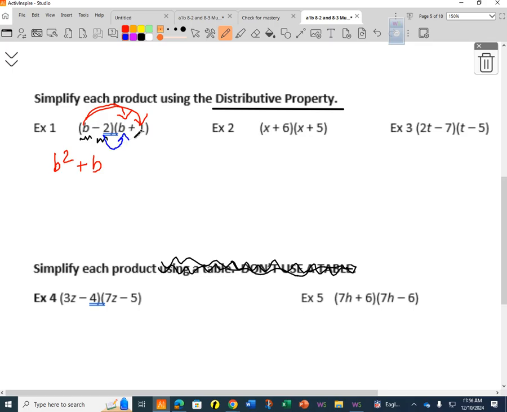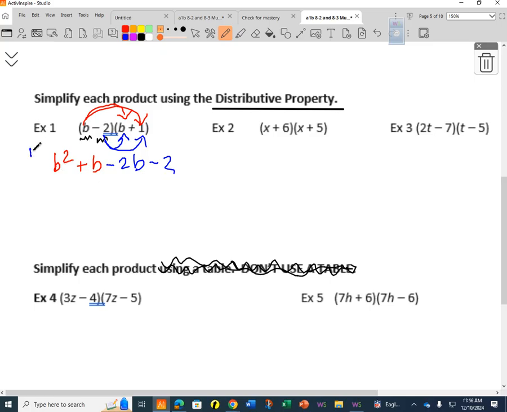It's going to be multiplied by everything in the second parentheses as well. What's negative 2 times b? Okay, Sean, what's negative 2 times b? Perfect. And now negative 2 times 1. What's negative 2 times 1? Brandon? Negative 2 times 1. Yes, what is negative 2 times 1? Yep, negative 2.